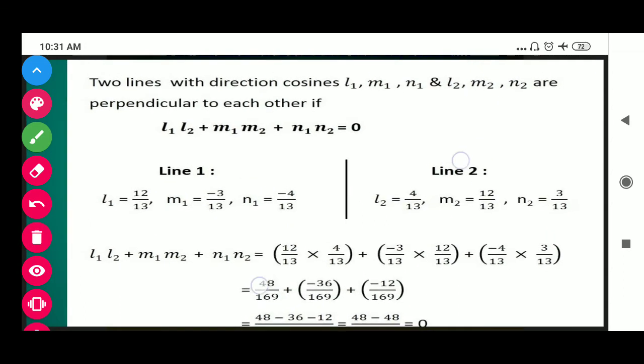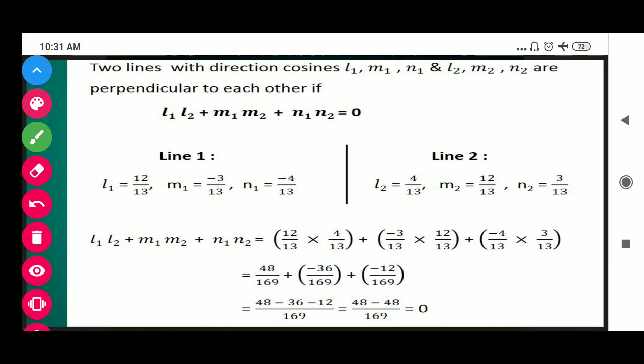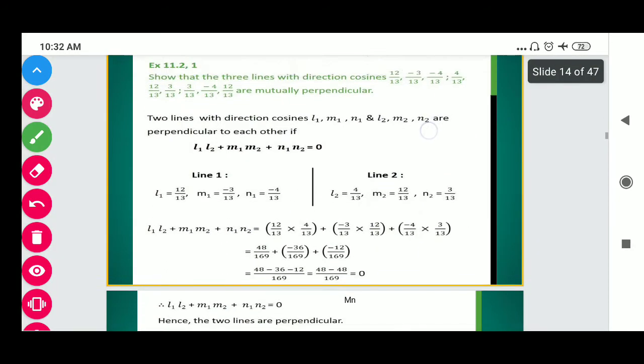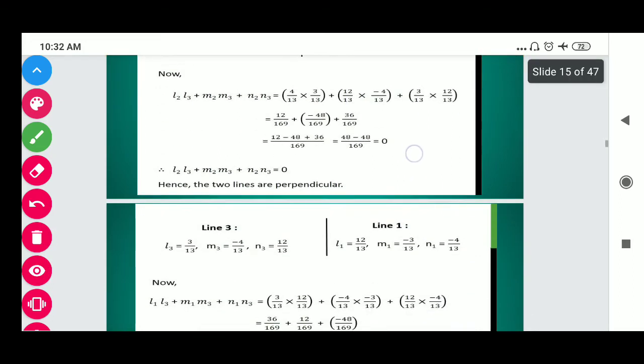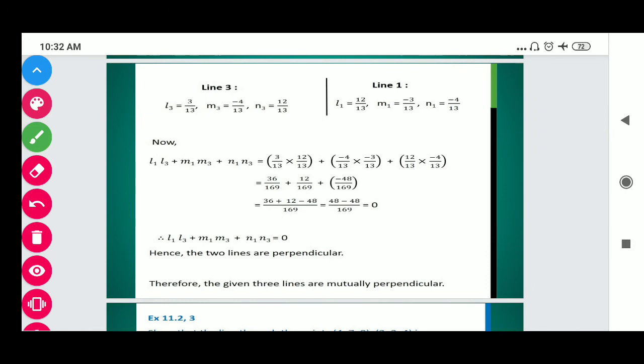In the same way, we solve the next two lines. Line L2 L3 and line L3 L1 will also satisfy the same condition. Here l2 l3 plus m2 m3 plus n2 n3, in the same way we put the values in this, so we get again 0. So students, this is similar, so you can do it. I am sharing the solution with you. Hence the two lines are perpendicular. So the given three lines are mutually perpendicular.